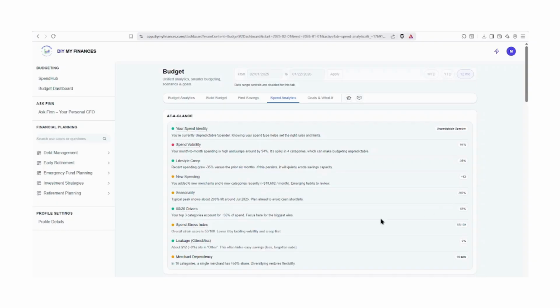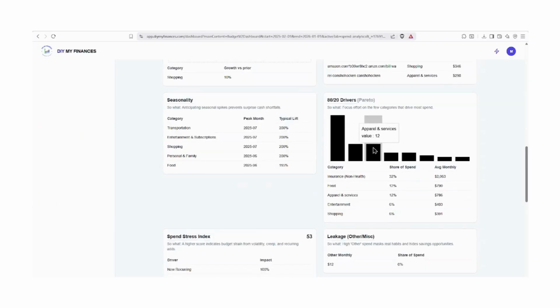Here's one example: 80/20 drivers. It shows which few categories make up most of your spending. The takeaway is simple: you don't have to cut everything.